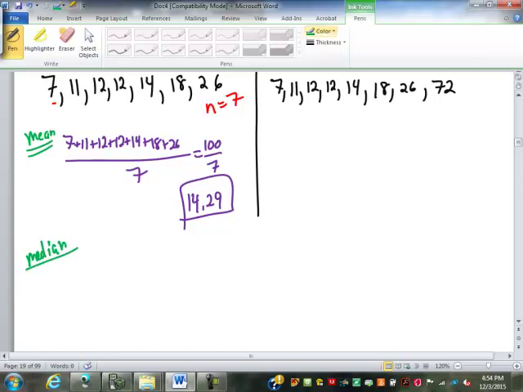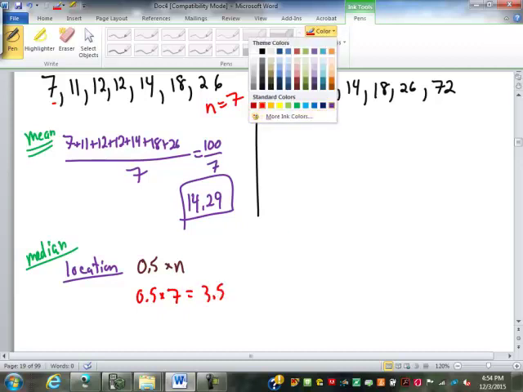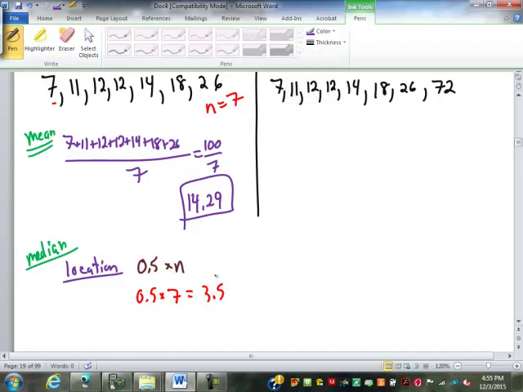To find the median, I first must find the location. The location is found by taking 0.5, or 1/2, times n. So 0.5 times 7, because n is 7. You guys remember what n is? The number of items in the list. 0.5 times 7 is 3.5. If we get a decimal, we always round up.